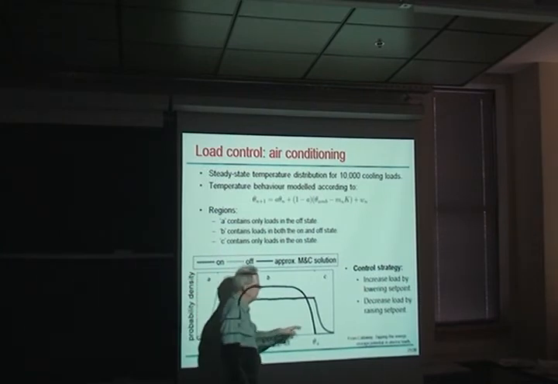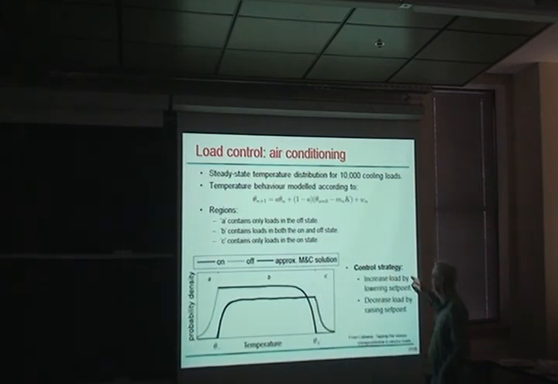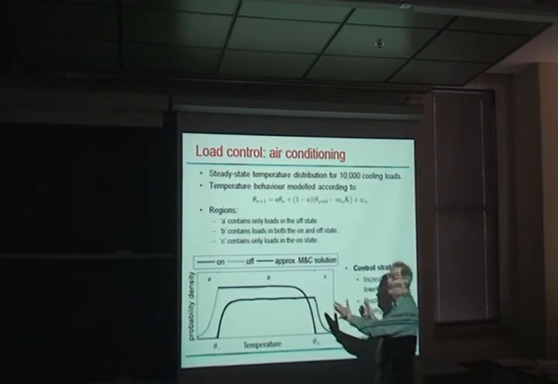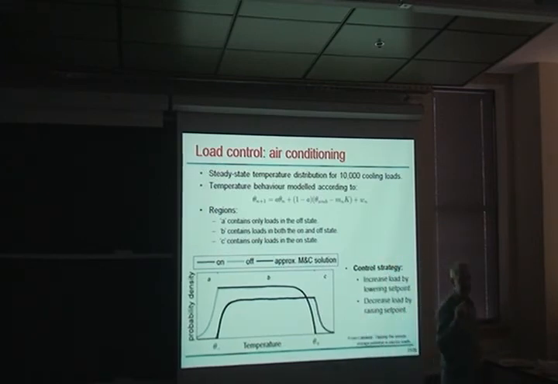So if you want an increase in load, you can do so by lowering the set point of the air conditioner. What that means is that the air conditioners that we're about to turn off stay on for just a little bit longer, and the air conditioners that we're about to turn on, turn on a little bit earlier. And those differences, when aggregated across large numbers of air conditioners, give a sizable amount of load control.